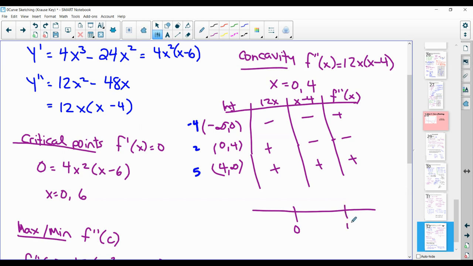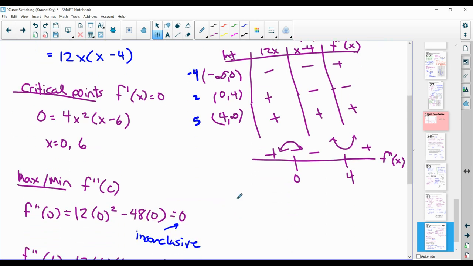So at 0 and 4, we're going from positive to negative. That means it's concave down. And then we're going from negative to positive, that's concave up. This is for the second derivative. Because we have no max or min at 0, and we do have a change in concavity, that means we have a point of inflection at 0, 0. And we also have a change in concavity at 4, negative 256.